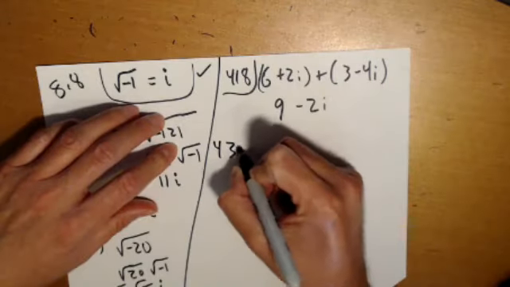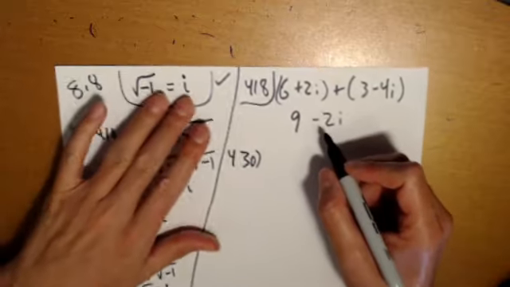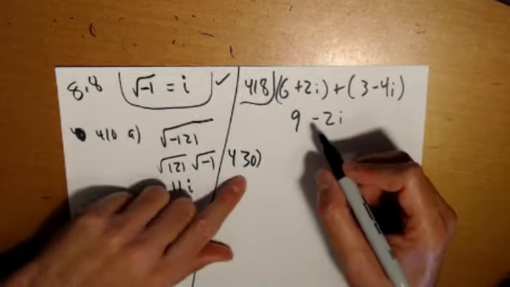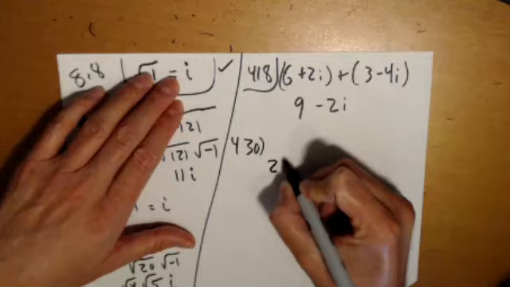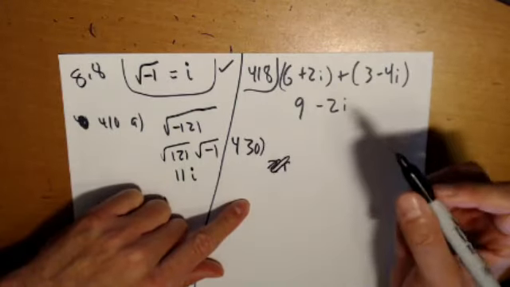430. But what is it? Don't overthink it. Just go with that right now. 430. 2i. Oh, I guess we need to introduce something first.